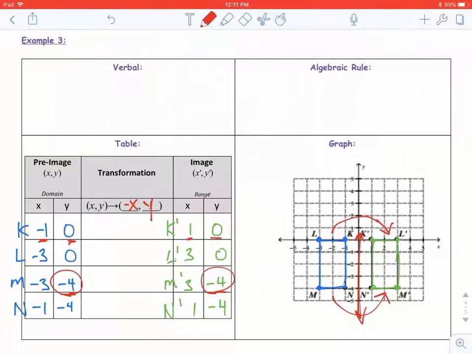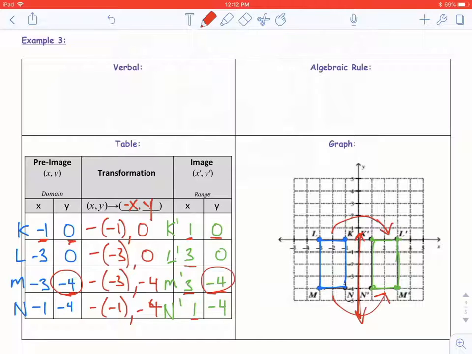And then, like with any good problem, we could check and make sure that all of that would work in our table with what we've written. So -1 does give us a 1, and 0 stayed the same. -3 does give us 3 for L prime, and 0 stays the same. -3 is 3, and -4 stayed the same. And then -1 does give us a positive 1, and -4 would stay the same.